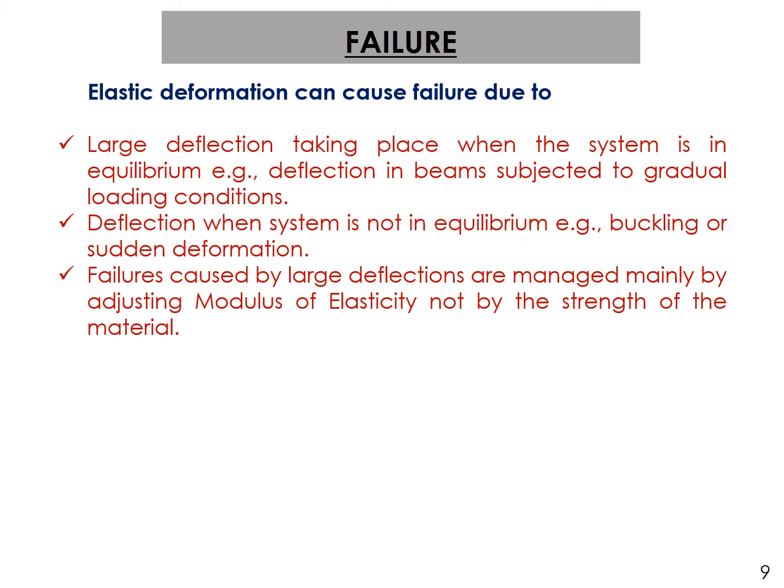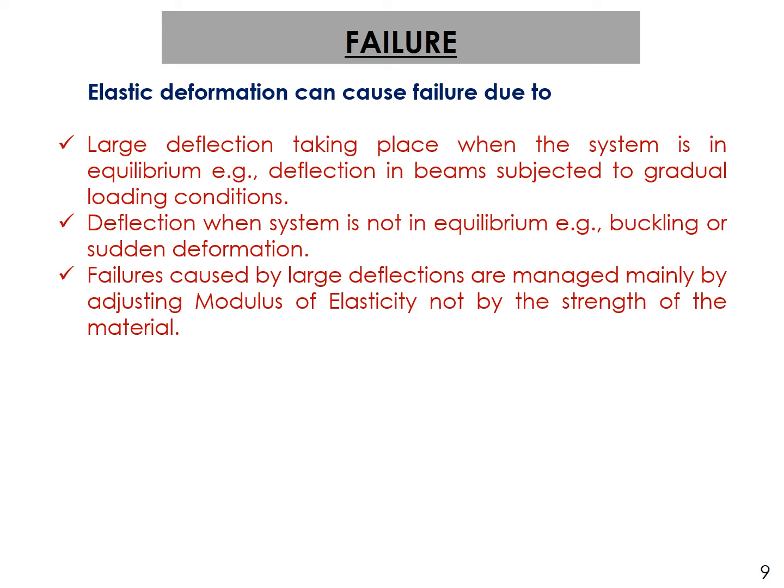and when the system is in equilibrium. See, equilibrium means a sort of isostatic behavior, or you can say gradual load is being applied. Gradual means the load is being applied very slowly. So we can say during the application of the load, the system exists almost in equilibrium. So when the large deflection takes place in the system which is in equilibrium, as an example, the deflection of beams, that is a failure.